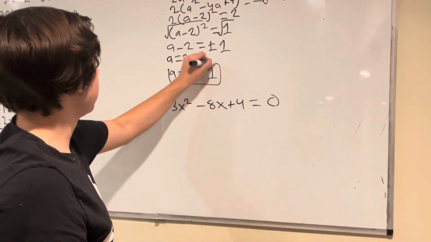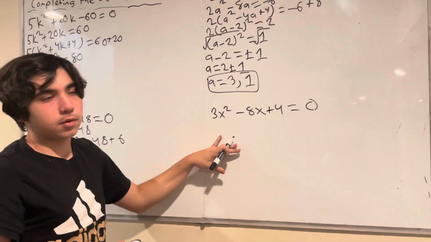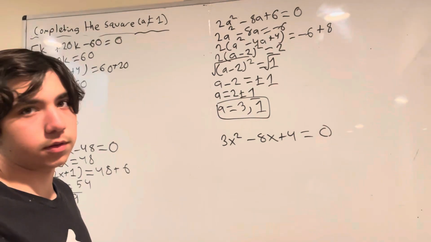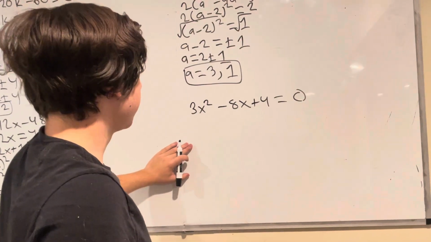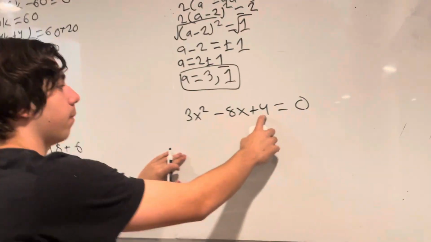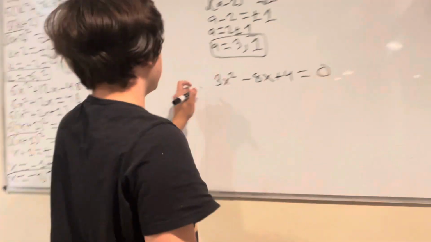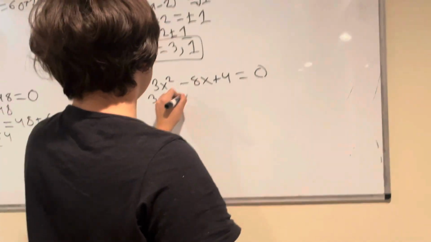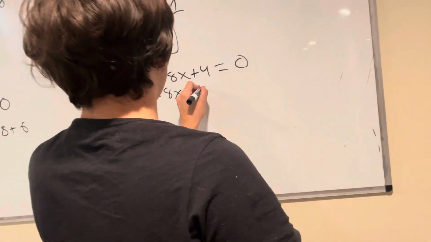Okay. Final equation of the day. This is a little challenge problem because one of the solutions is going to be fractions. So you'll see. We'll have it in just a second here. So, again, first step, 4, bring it to the other side because it's our constant term. So I get 3x squared minus 8x, and I have that equal to negative 4.